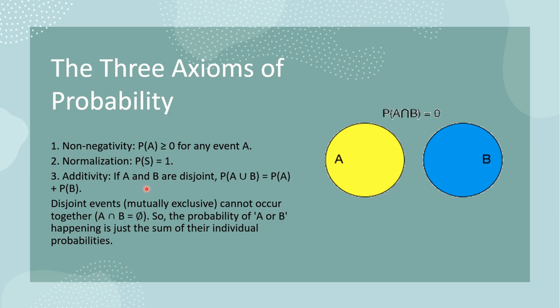And the additive property: if A and B are disjoint, that means they're mutually exclusive. They can't happen together. The probability of A union B is equal to the probability of A plus the probability of B. So disjoint events, or mutually exclusive events, cannot occur together, so their intersection is 0. See this Venn diagram? A and B are two separate events, and they don't intersect. It's just like heads or tails, or a 1 and a 2 in the case of a die.